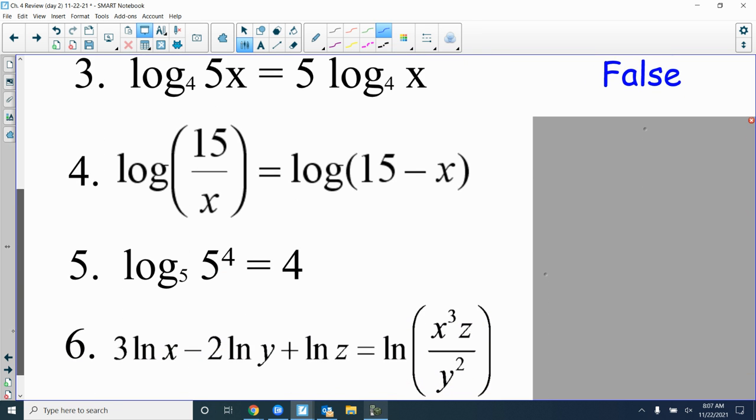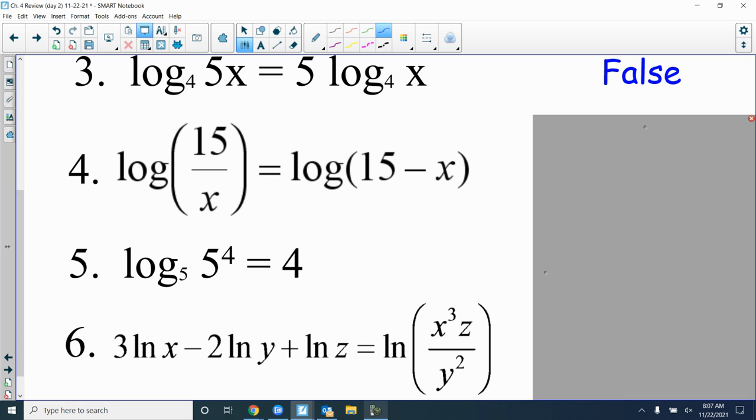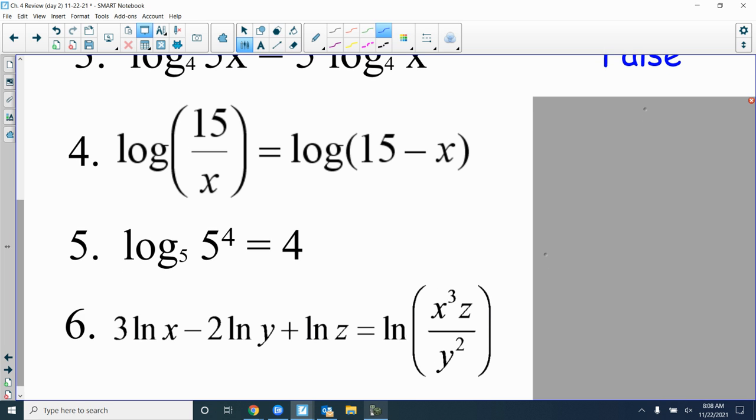Take a look at 4, 5, and 6. Now, 6 is an example of condensing. So I'm just basically saying, hey, is that answer right?